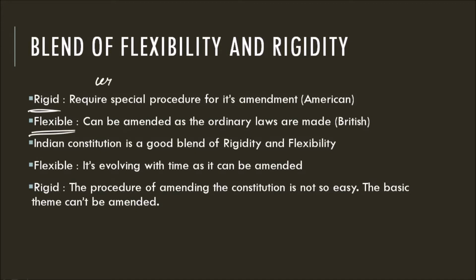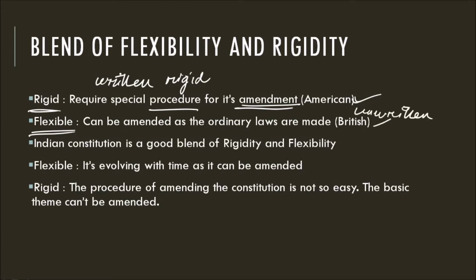Constitutions can also be categorized as rigid or flexible. Mostly, written constitutions are rigid in nature. They require a special procedure for their amendment. So, the American Constitution is rigid in nature. On the other hand, unwritten constitutions, like that of Britain, are very flexible in nature, as an amendment in the constitution can be made as ordinary laws are made.